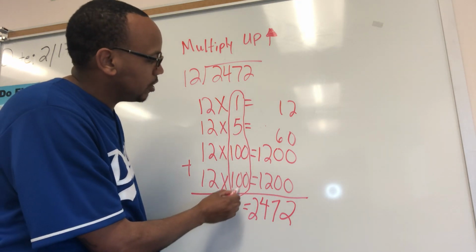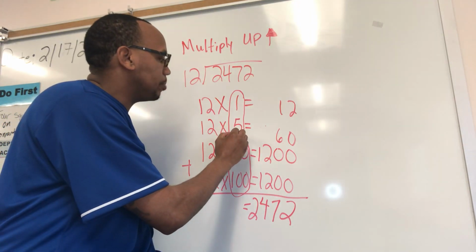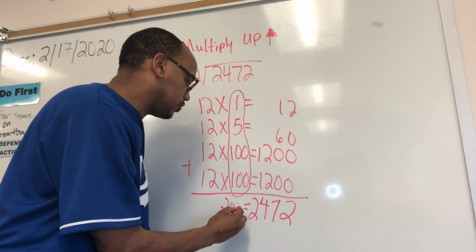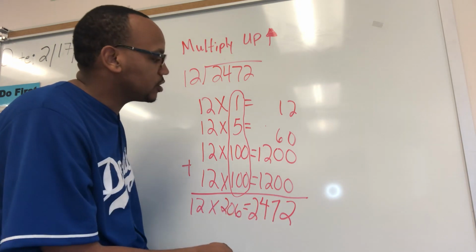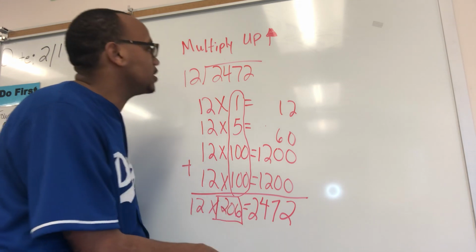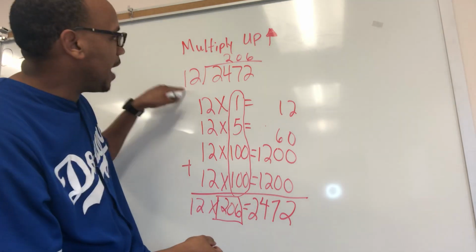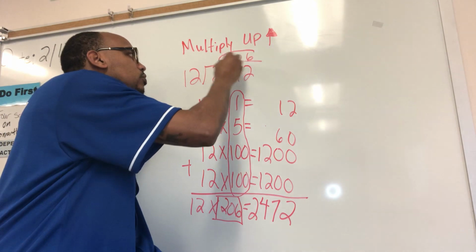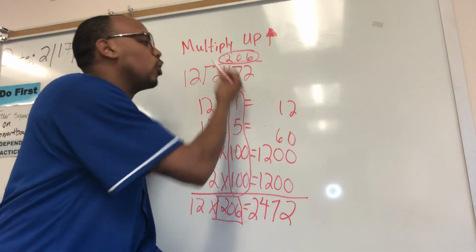So this is 100 plus 100, that's 200. Plus 5 is 205, plus 1 is, again, 206. So 12 times 206 is 2,472. That means 206 is the other number in this fact family, because I already have the 12 and I already have the 2,472. So 206 has to be my answer because I multiplied 12 all the way up until I got to 2,472.